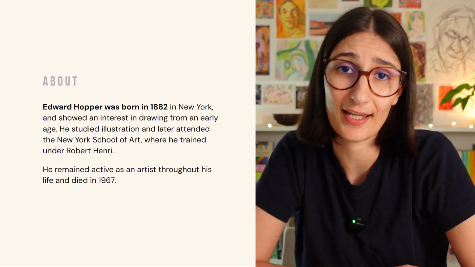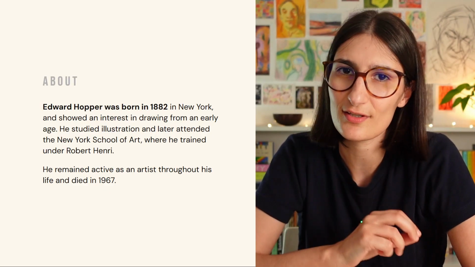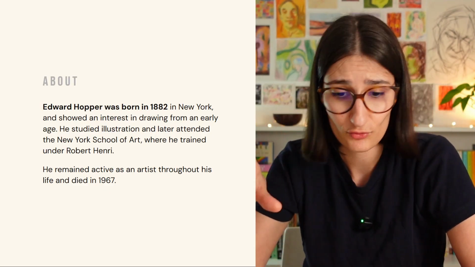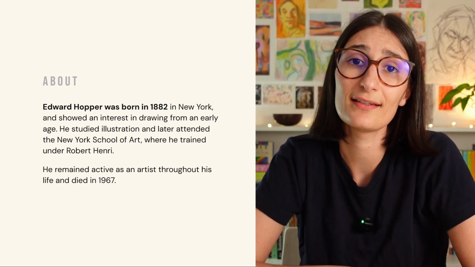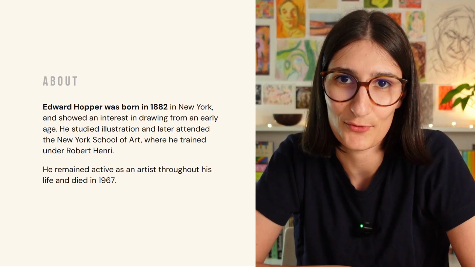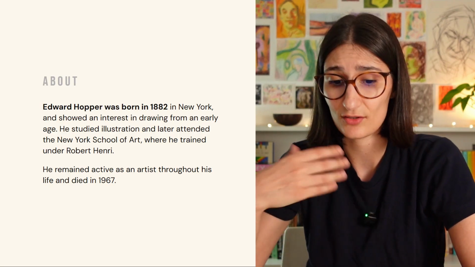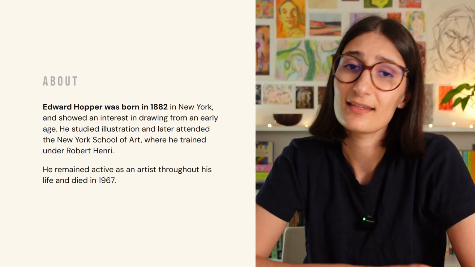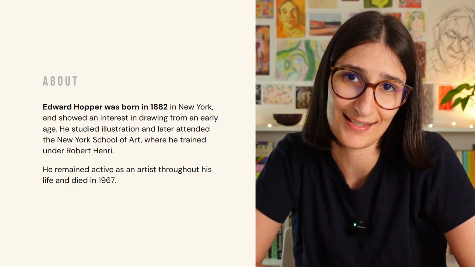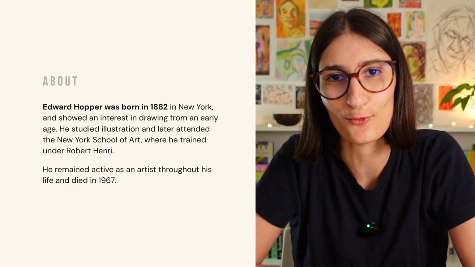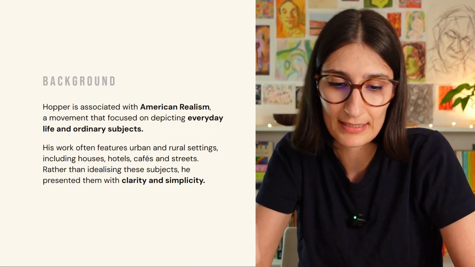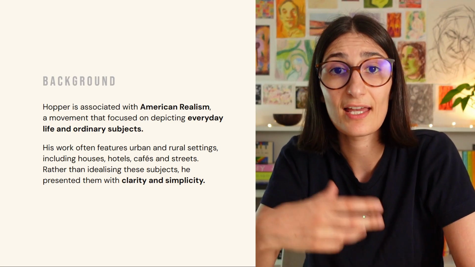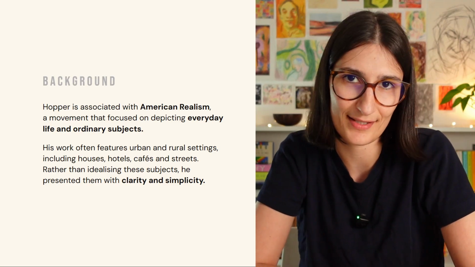Edward Hopper was born in 1882 in New York, and from an early age he showed an interest in drawing. He studied illustration and later attended the New York School of Art, where he trained under the artist Robert Henri. He remained active as an artist throughout his life, and he died in 1967 at the age of 84 years old. Hopper is associated with American Realism, a movement that focused on depicting everyday life and ordinary subjects.